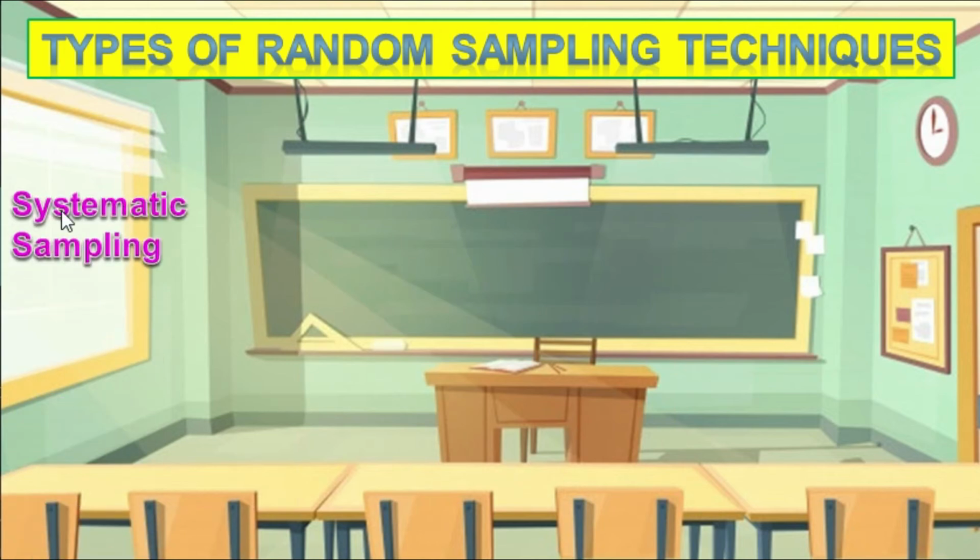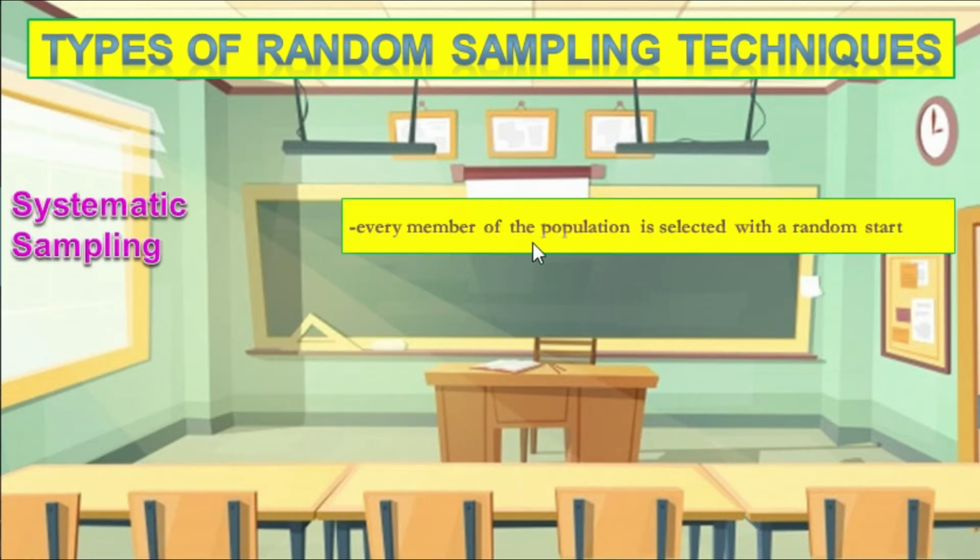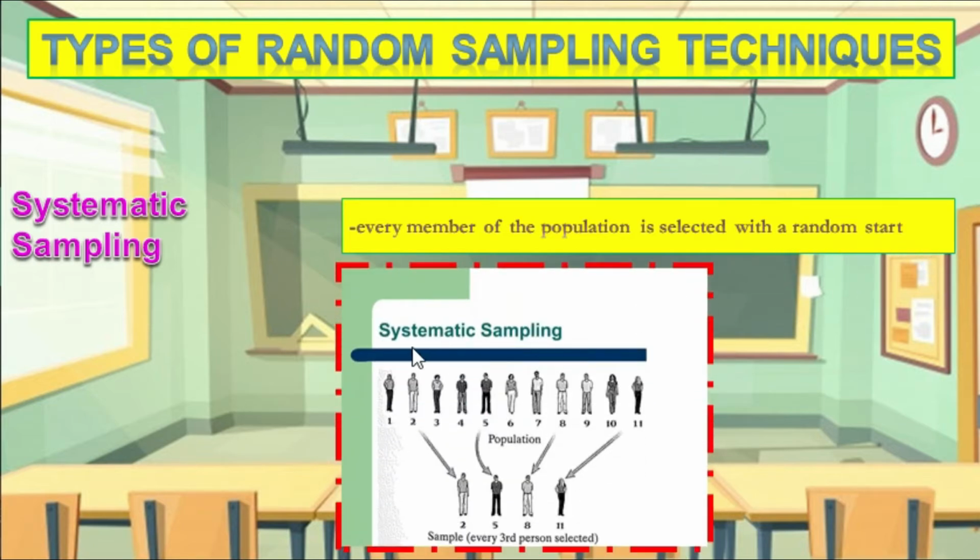The second type of random sampling is through systematic sampling. Here, every member of the population is selected with a random start. So, if we say systematic sampling, we have here an example in the picture that the sample is every third person which is selected. So, out from this 11 population, we chose 2, 5, 8, and 11. And this is through systematic sampling.